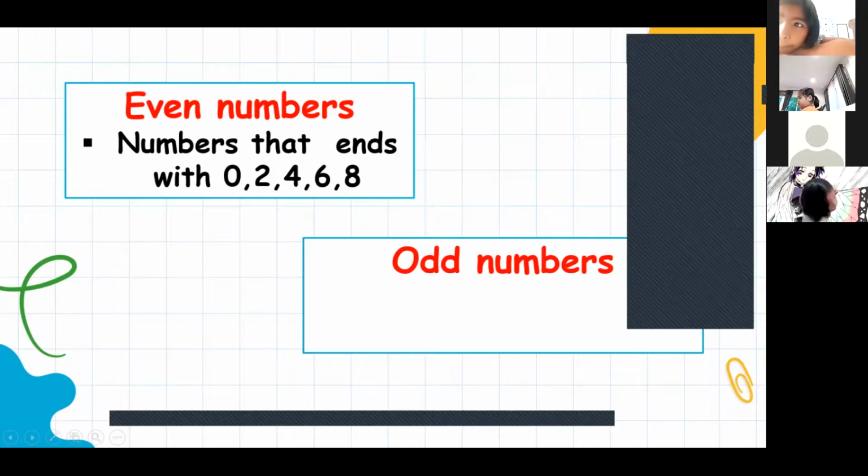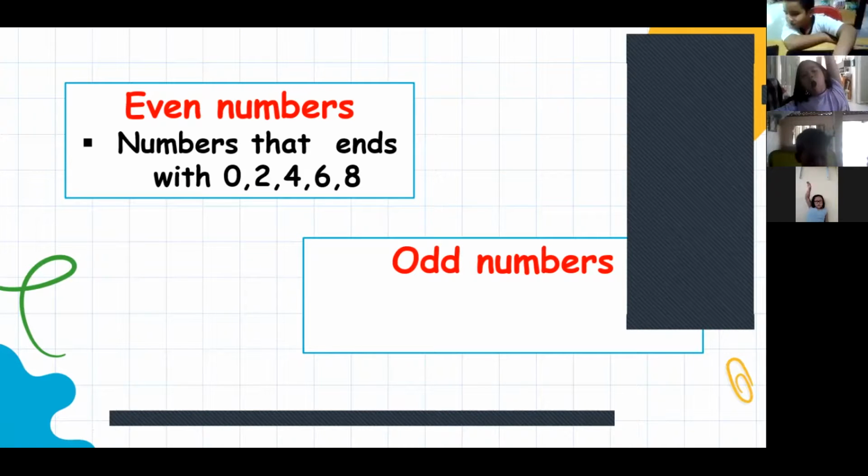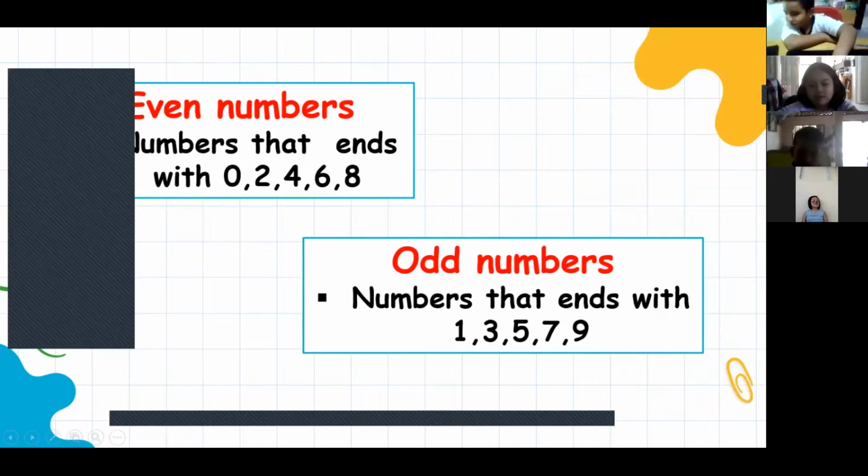How about odd numbers? What are the odd numbers? Come on, just raise your hand if you want to answer. If you really watched the video, okay, Wawa. What are the odd numbers, Wawa? One. Three. Five. Seven. And? Nine. Very good, Wawa. So odd numbers, those numbers that end with one, three, five, seven, and nine.